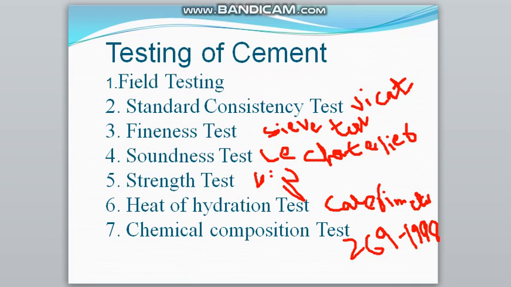So these are about the testing of cement. Standard consistency test by the Vicat apparatus, fineness by the sieve test, soundness by Le Chatelier, heat of hydration by the calorimeter. These are important tests that are performed. Initial setting time and final setting time are also determined using the Vicat apparatus. That is the important test we discussed here.